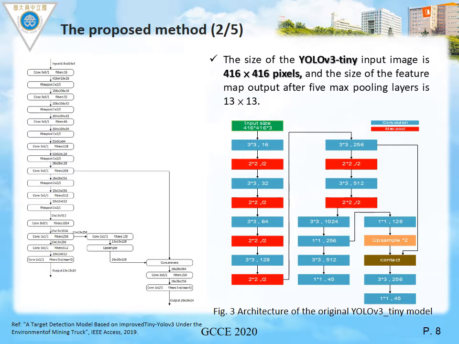In this slide, Figure 3 depicts the architecture of the original YOLOv3 tiny model. We can see that the size of the YOLOv3 tiny input image is 416 by 416 pixels, and the size of the feature map output after 5 max pooling layers is 13 by 13 pixels.